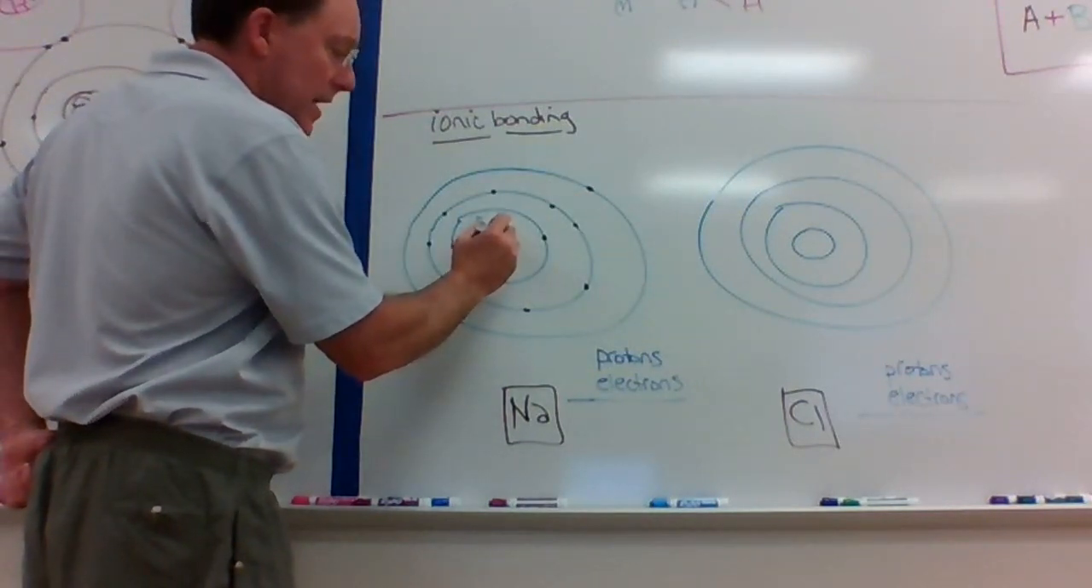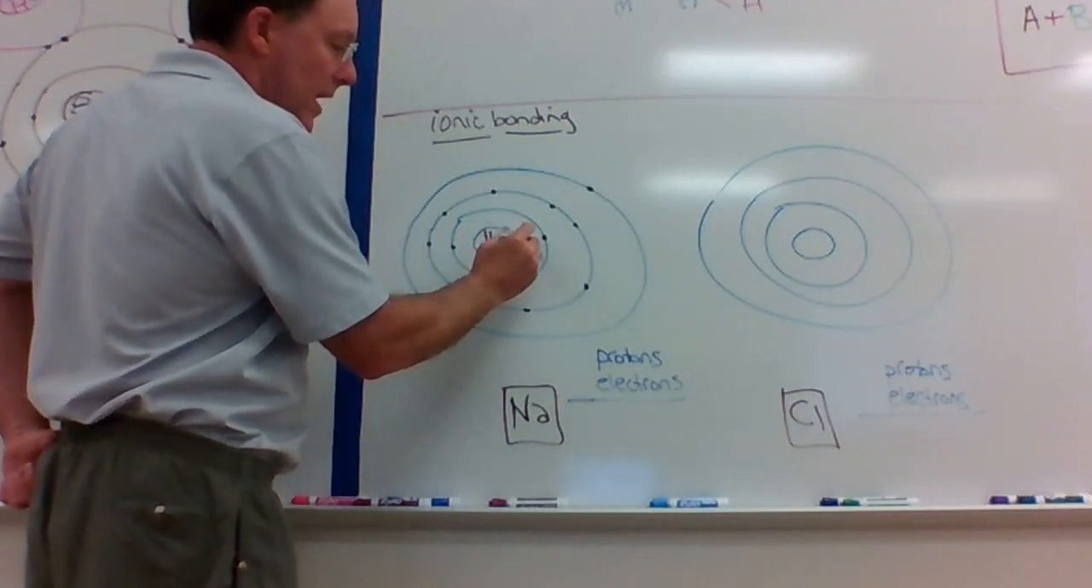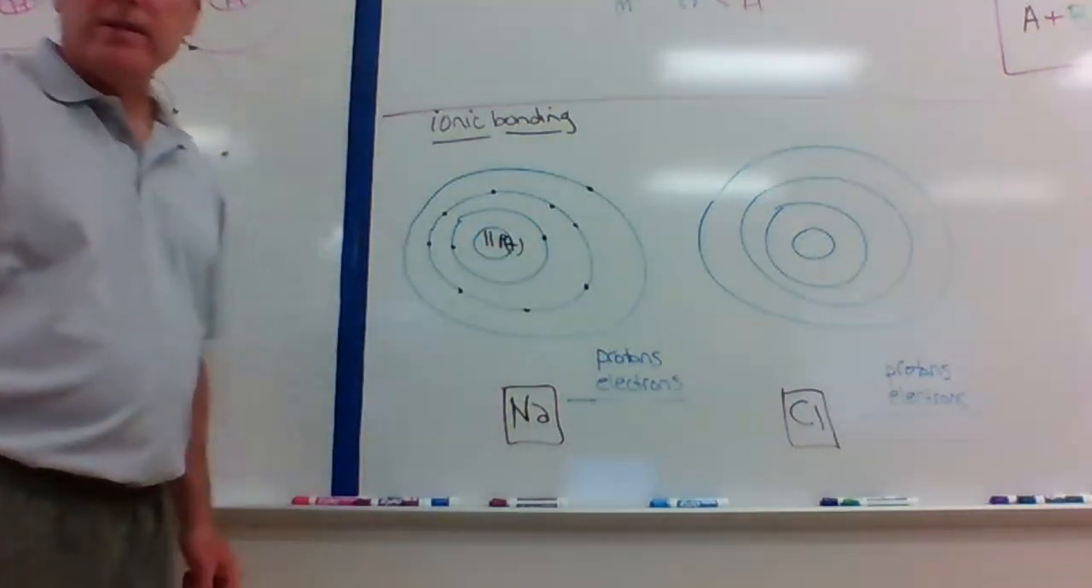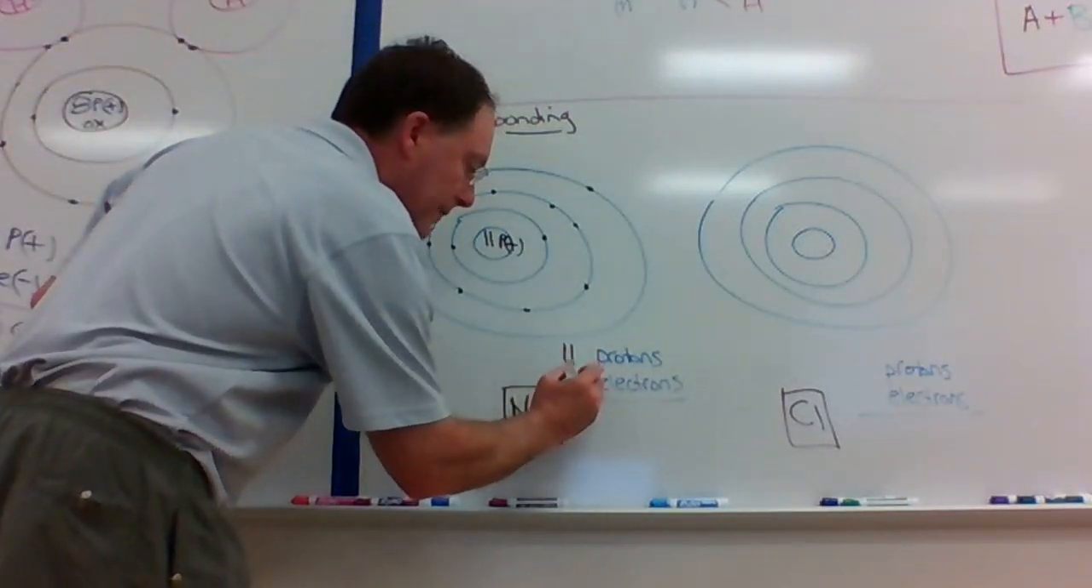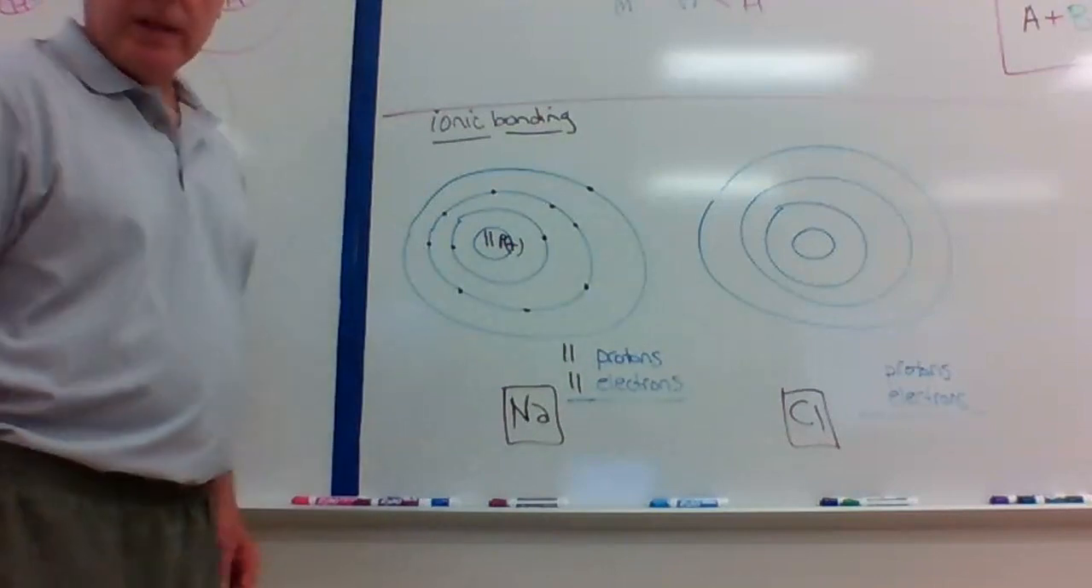it has an atomic number of 11. So I'm going to write up here 11 protons, or 11 p plus. That's what I've written there. So this has 11 protons and 11 electrons. If you count up the electrons, there should be 11 there.